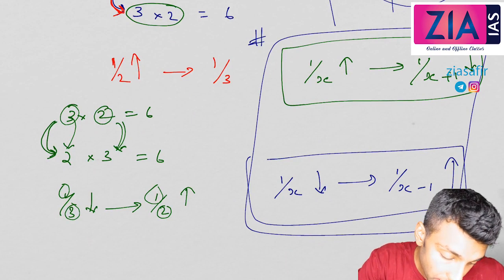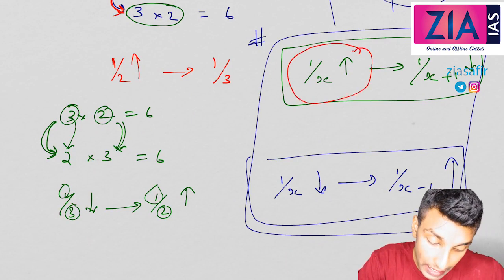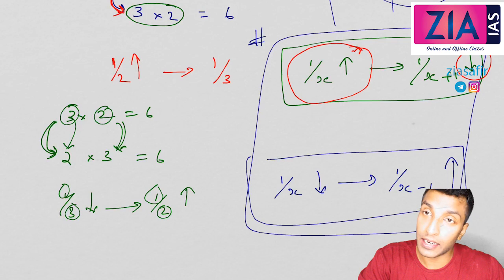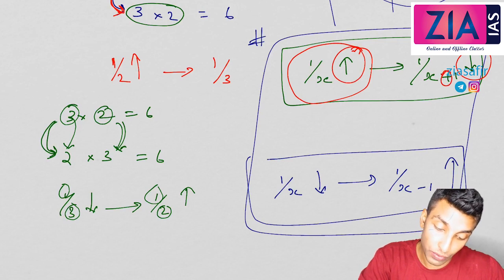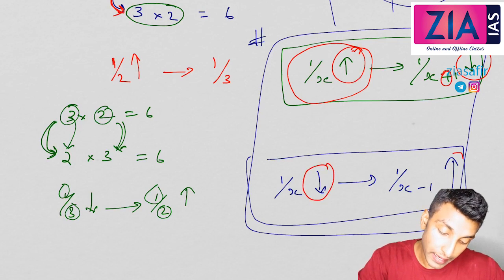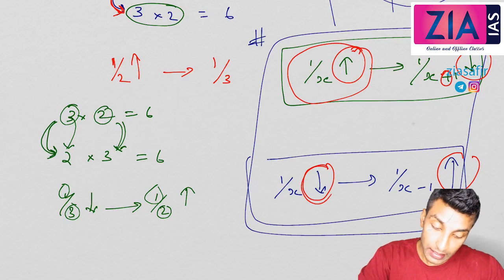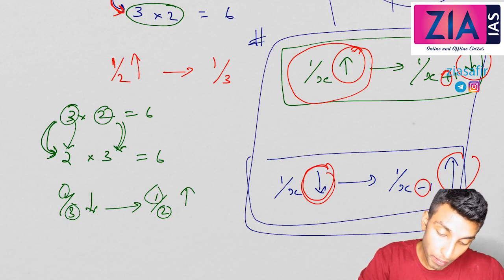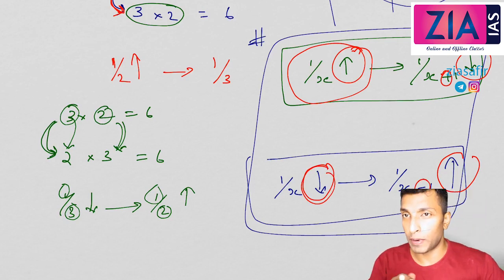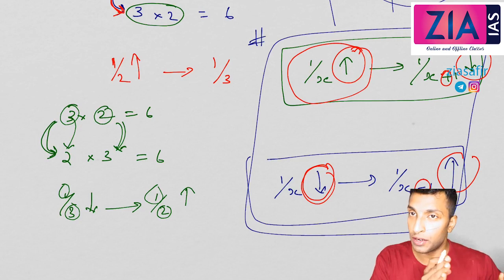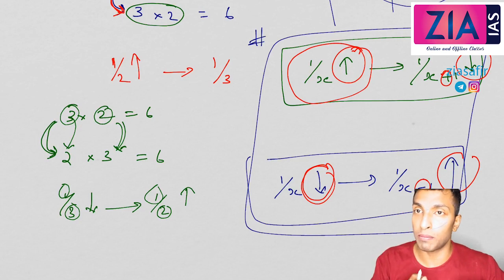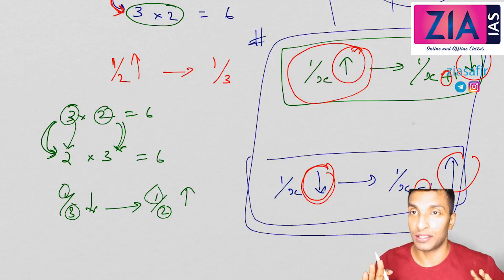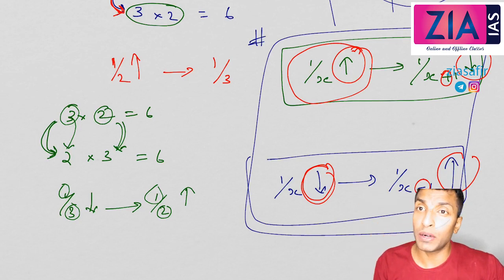So again, 1 by x increase, so definitely this is decrease. Since it is increase, plus 1. Similarly, 1 by x decrease will lead to increase. Since it is decrease, here it is minus 1. So plus 1, minus 1. If it is increase, plus 1. If it is decrease, minus 1. If it is increase, decrease. If it is decrease, increase. Simple. I'll give you an example so that you will understand in a much better way.